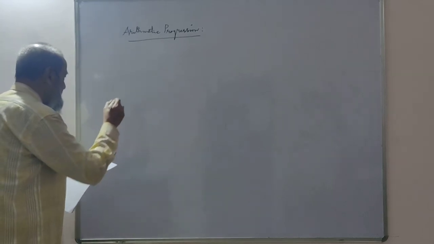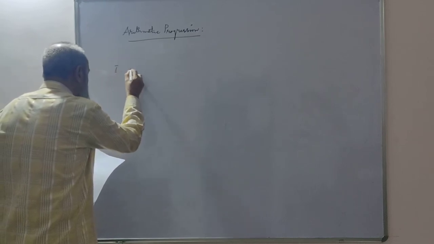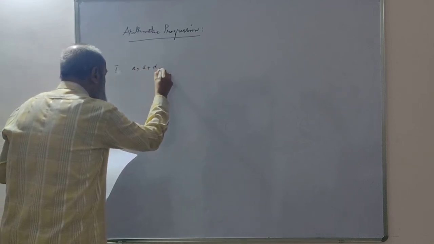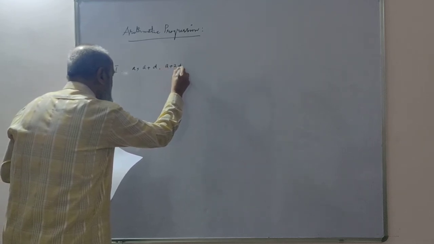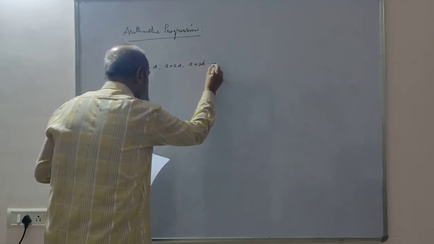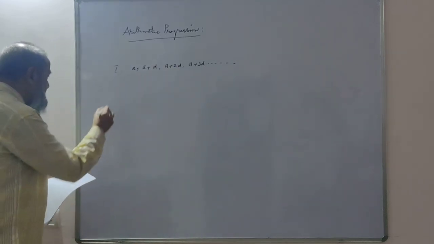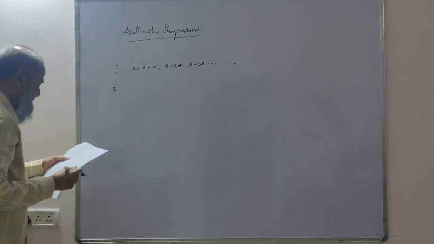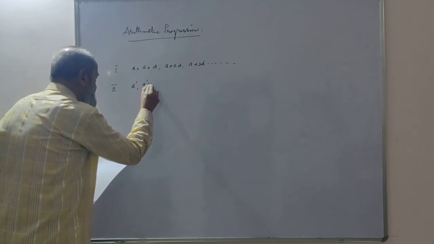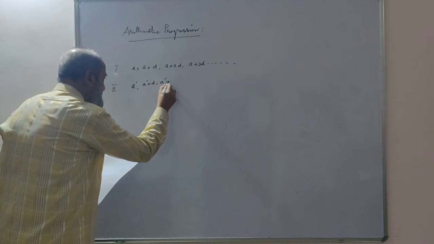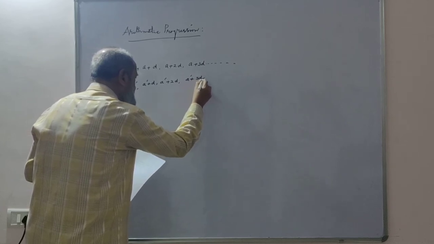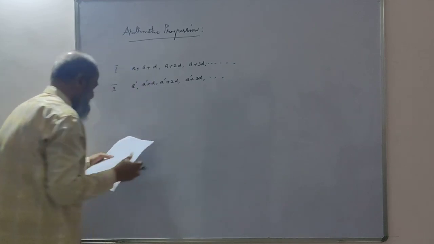Now, let us take the first progression as a, a plus d, a plus 2d, a plus 3d, etc. This is the first one. The second progression, let us say, is a dash, a dash plus d, a dash plus 2d, a dash plus 3d, etc. d is common. d is the same for both, but the first term is different.